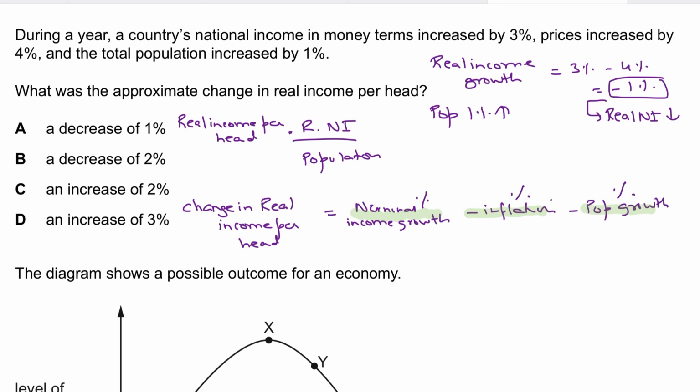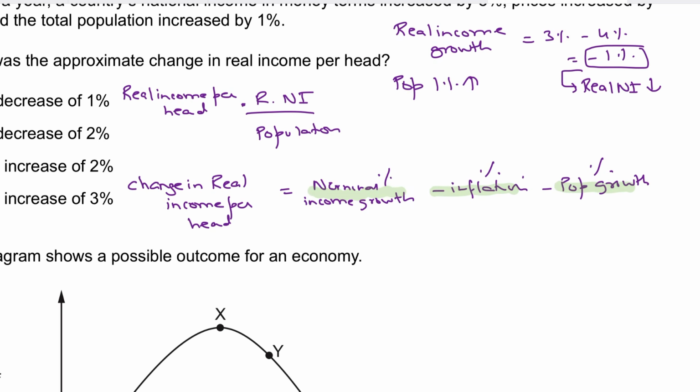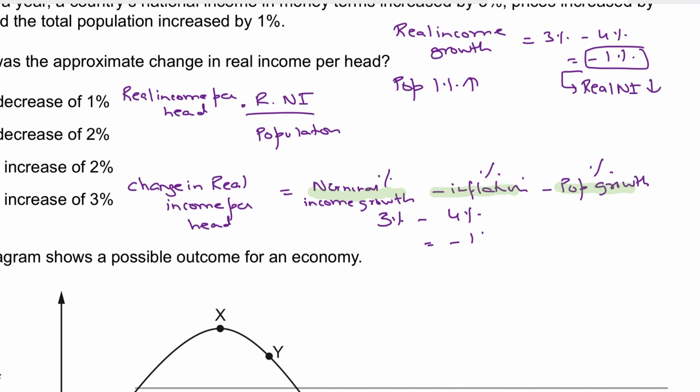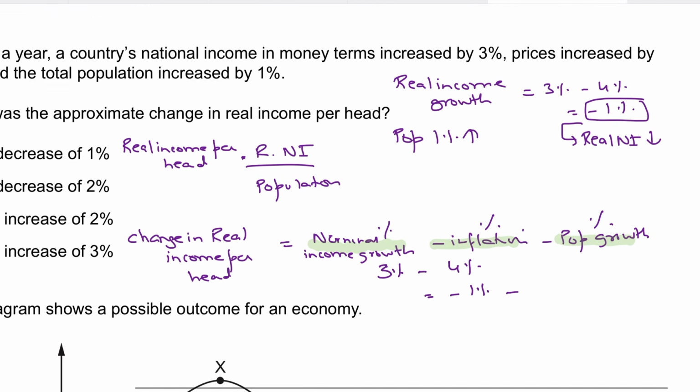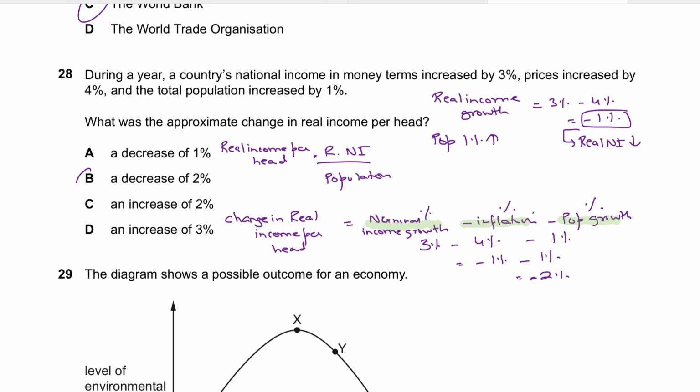Now, if you deduct inflation from nominal income growth, you have real income change in percentage terms, which is technically 3% minus 4%, so you have minus 1%. Then minus the population growth. Population growth is saying it went up by 1%. So minus 1% minus 1% is minus 2%, right? So the answer is minus 2%, a decrease of 2%. The answer for question number 28 has to be that.